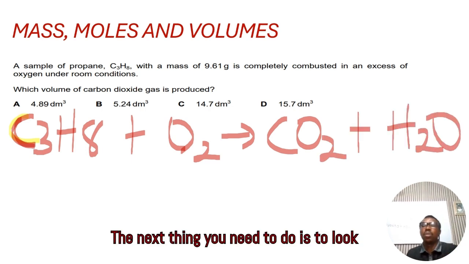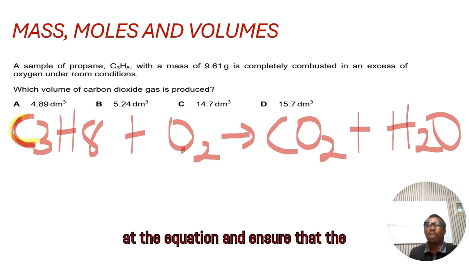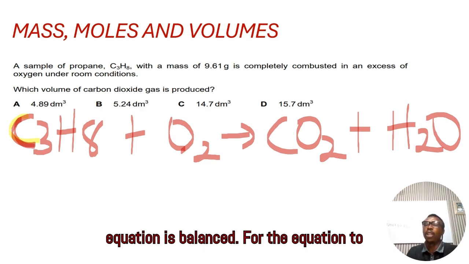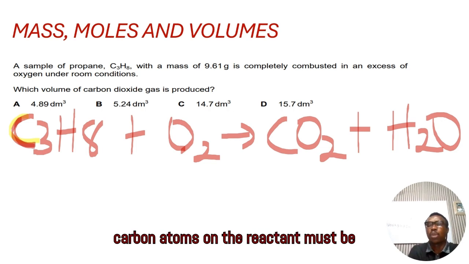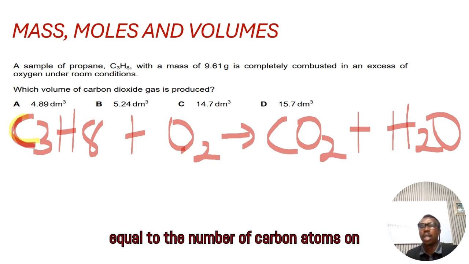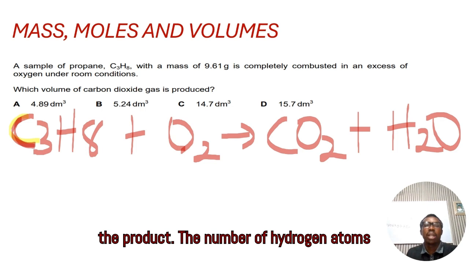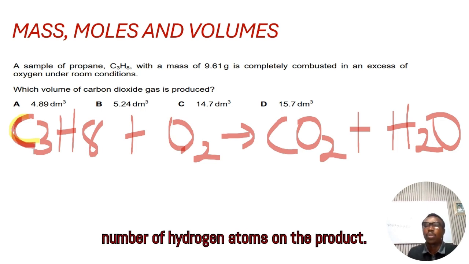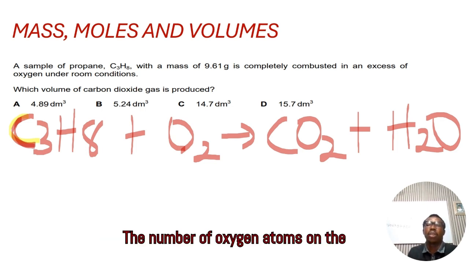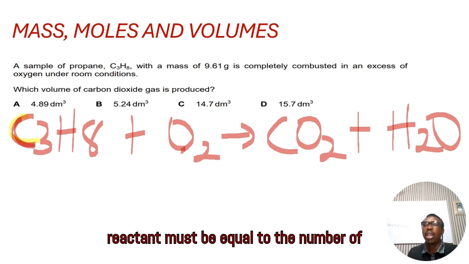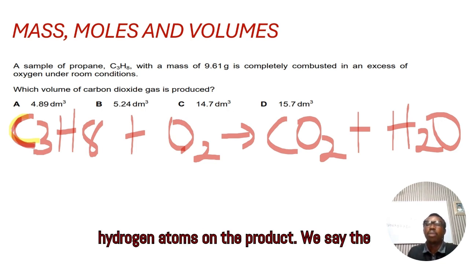The next thing you need to do is to look at the equation and ensure that the equation is balanced. For the equation to be balanced, that means the number of carbon atoms on the reactant must be equal to the number of carbon atoms on the product. The number of hydrogen atoms on the reactant must be equal to the number of hydrogen atoms on the product. The number of oxygen atoms on the reactant must be equal to the number of oxygen atoms on the product. We say the equation is balanced.